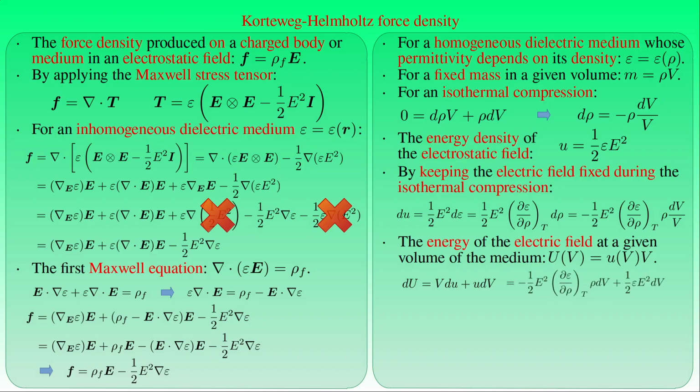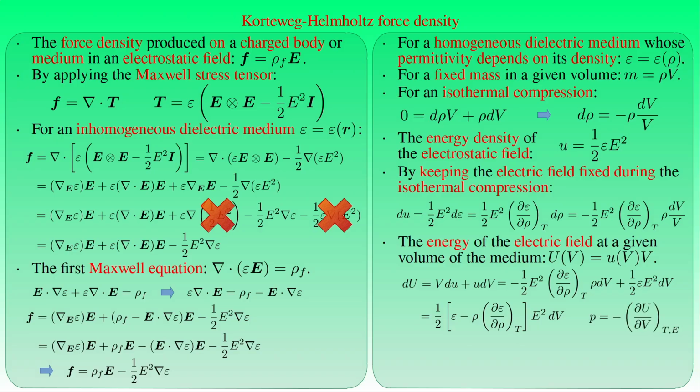If we insert the expression obtained for the differential of the energy density and the explicit form of the energy density into the right-hand side, we can write the differential of the energy U as 1/2 times the difference between epsilon and ρ times the partial derivative of epsilon with respect to ρ at constant T, times E squared times dV. In the case of the isothermal compression of the dielectric fluid at a constant field strength E, the pressure P of the liquid is given by the negative partial derivative of the energy U of the field stored in the fluid with respect to the volume V of the fluid, while the temperature T and the field strength E are kept constant.